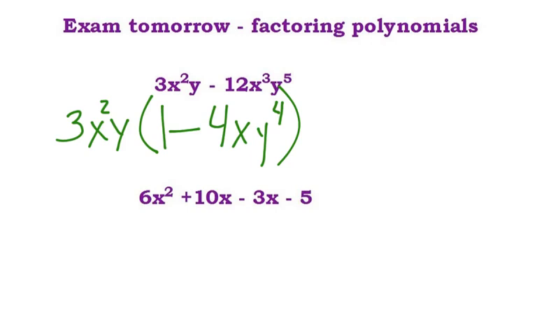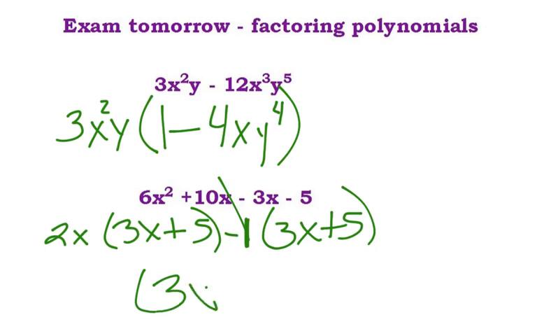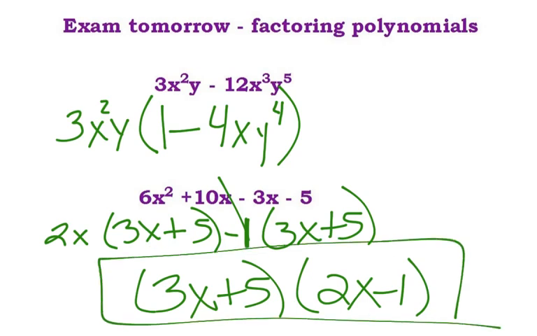The next one has 4 terms, so cut it in half. Divide by 2. They both have an x. Leaves you 3x plus 5. Bring your minus. They have nothing in common, so we put a 1. 3x plus 5. Parentheses are the same, so 3x plus 5. Make parentheses out of the other. 2x minus 1. That's your answer.